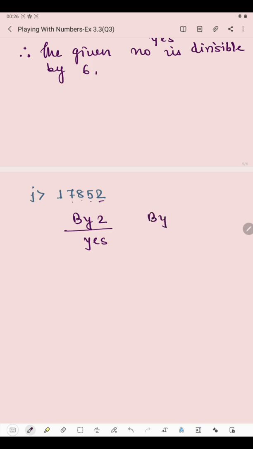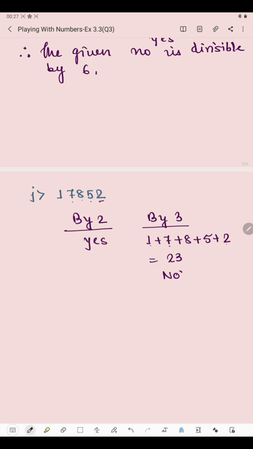Okay, now divisibility by 3. So for this we will find the sum of all the digits. So 1 plus 7 plus 8 plus 5 plus 2. So 7 plus 1 is 8, 8 plus 8 is 16, 16 plus 5 is 21, 21 plus 2 is 23, which doesn't come in 3's table, so we will write no.